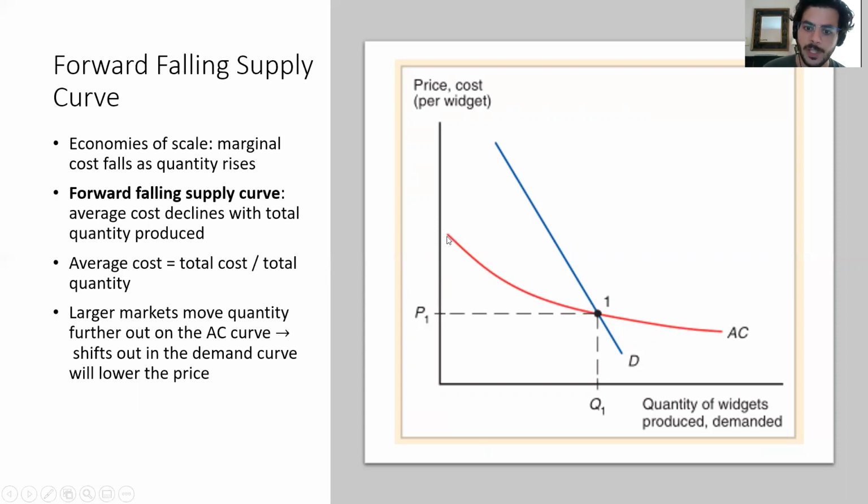In the market equilibrium, the average cost curve is going to be the supply curve. And so larger markets are going to be further out on the average cost curve and will have lower supply. Interestingly, this means that shifts out in the demand curve, so a positive demand shock, can actually reduce the price. So this puts us in a very different world than the standard supply and demand framework.